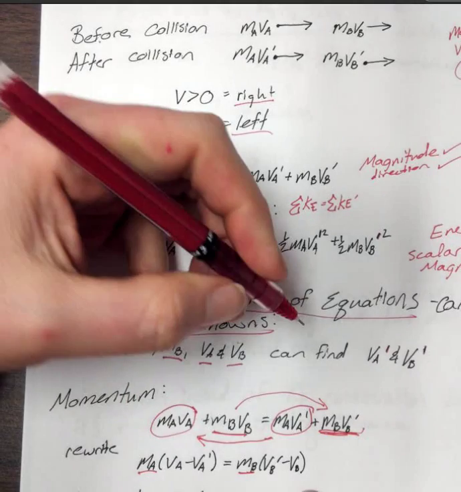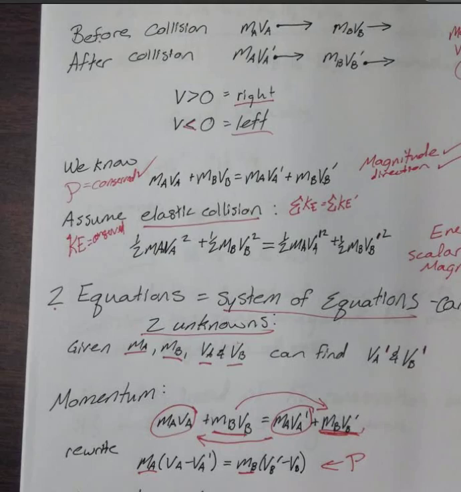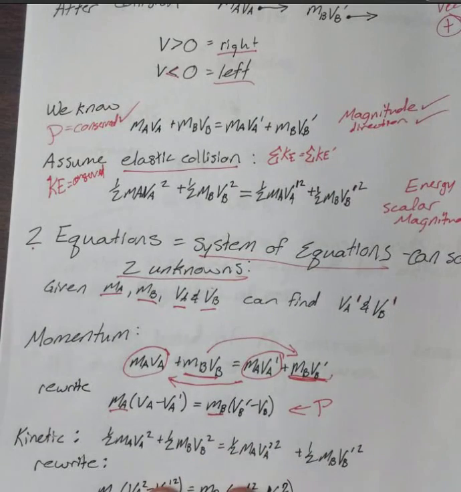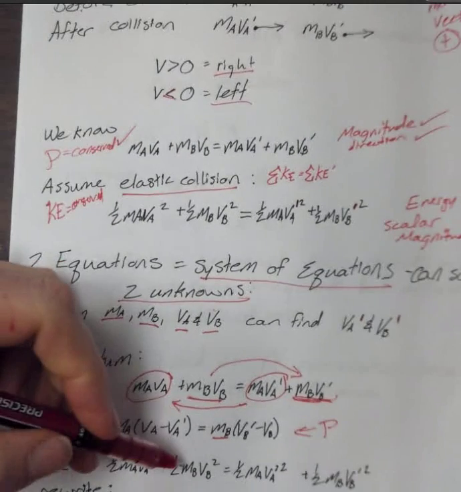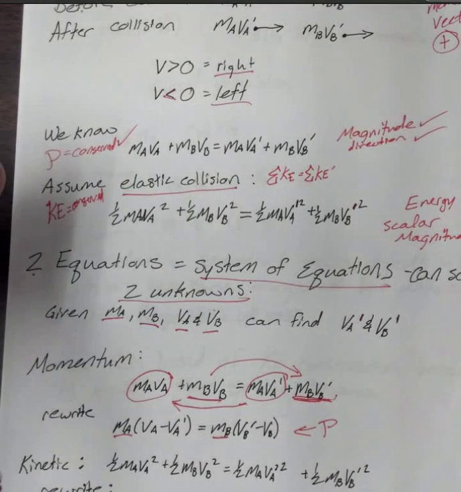So here, this is still our momentum equation. Now let's take a look at our kinetic energy equation. Kinetic energy is conserved for an elastic collision. So we have initial energy sum and final energy sum for kinetic energy. And we're going to do the same.